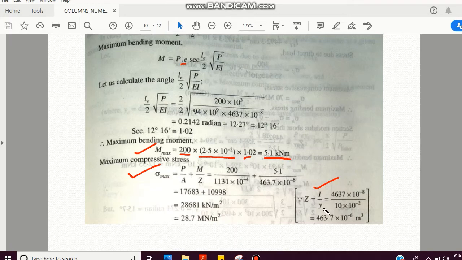So y is the distance of the extreme fiber from the neutral axis. So that distance is 10 centimeter, that means from center to the perimeter. So that is 10 into 10 to the power minus 2. By substituting all these values, this is the value of Z. By substituting all these values, we get sigma max as 28.7 mega Newton per meter square.